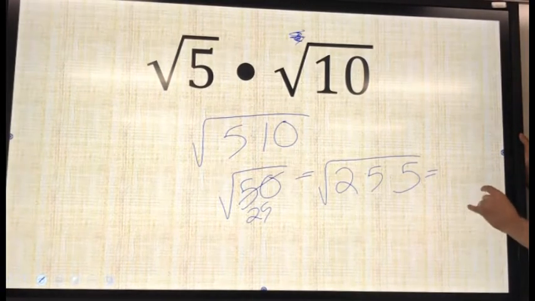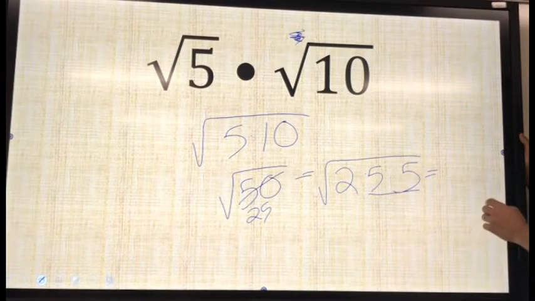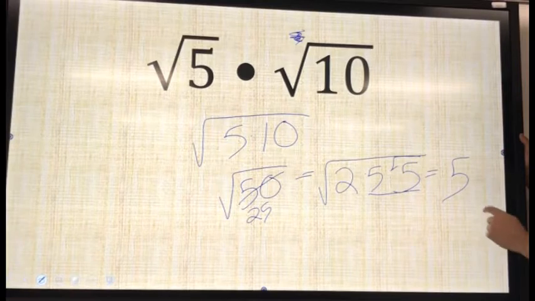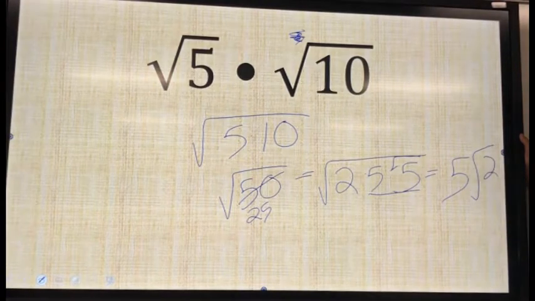Oh, you circle the 2 5? Mm-hmm. Yeah, you circle the 2 and you put them in the front. Okay. Right? So five over 2, square root of 2.